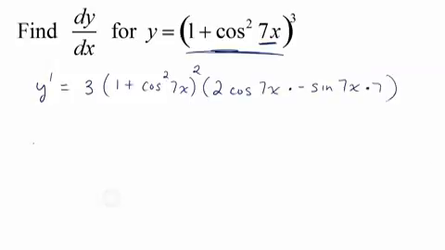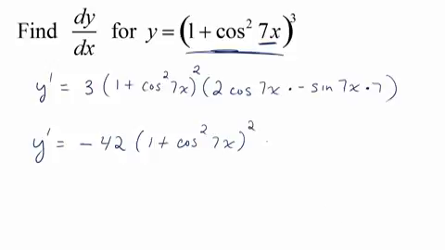And now we simplify. So y prime would equal negative 42 times the quantity 1 plus cosine squared 7x squared times cosine 7x times sine 7x.